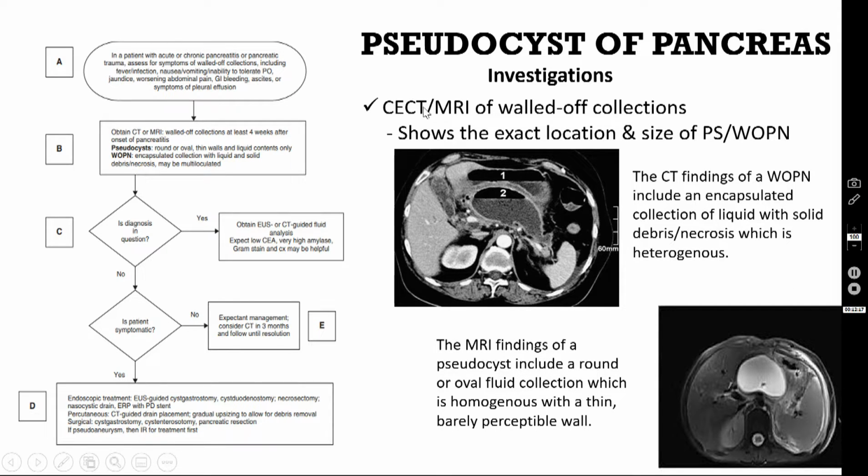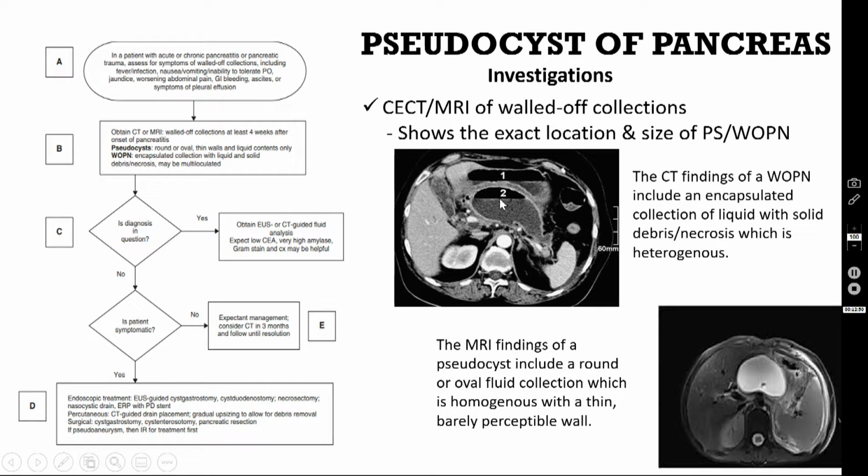So you can do CECT and MRI of walled-off collection that shows the exact location and size of both pseudocysts and walled-off pancreatic necrosis. Here in this CT, you are seeing the walled-off pancreatic necrosis, which is an encapsulated collection. Here it is an encapsulated collection. You can see the cyst wall clearly, and this is having a heterogeneous appearance. That means you are seeing the liquid, pure liquid above.